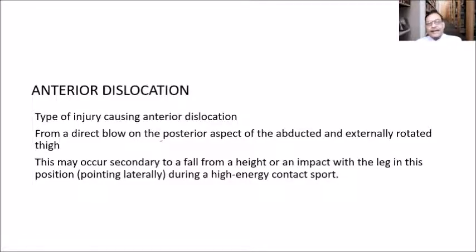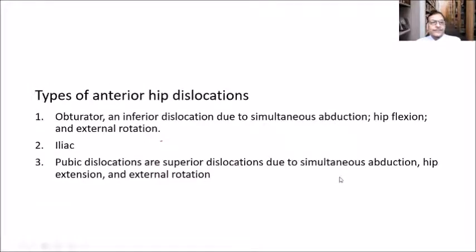It usually happens when there is a direct blow on the posterior surface or aspect of the abducted and externally rotated thigh. It can occur due to a fall from a height or an impact with the leg in this position during a high energy contact sport. And there are three types of anterior hip dislocations.